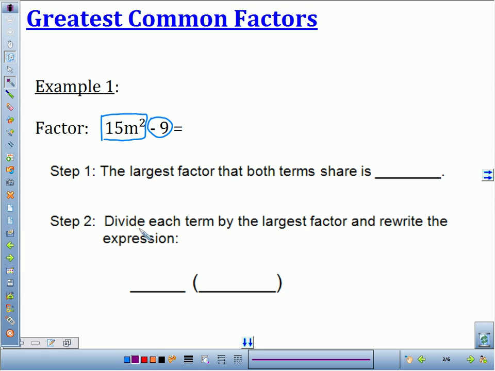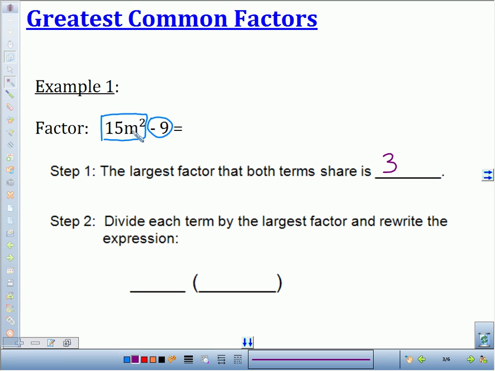I look at both of my terms, and I try and figure out what the largest factor they both share is. Now, 15, I can divide by 3, and I can divide it by 5. 9, I can divide by 3. So they both share a 3. This is a lot like reducing a fraction. Since they both share a 3, that is the largest term that they both share. 9 doesn't share the factor of 5, so they don't share anything bigger than 3.